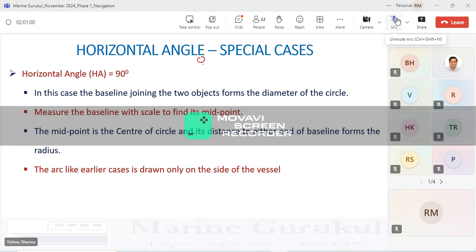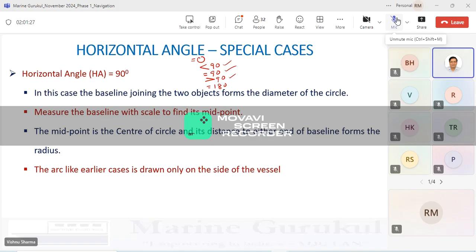0, less than 90, equal to 90, greater than 90, equal to 180. So less than 90 understood, greater than 90 understood, equal to 90 clear now? If the horizontal angle is 90, how do you get the position circle? Is that clear? Yes, sir.